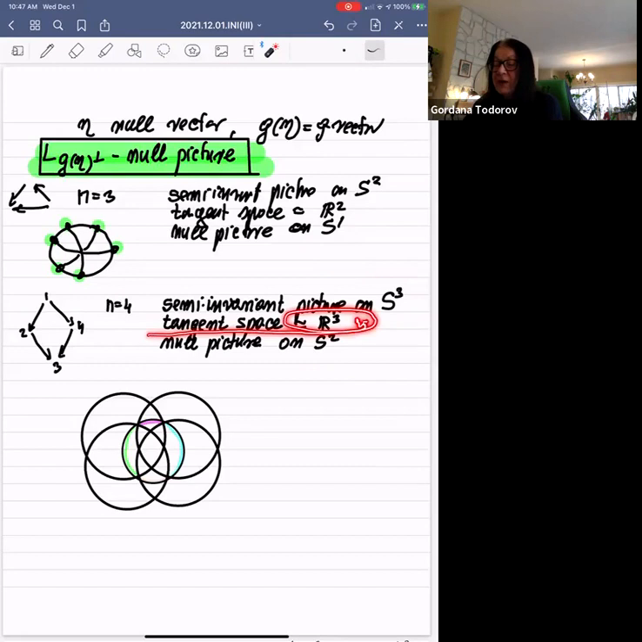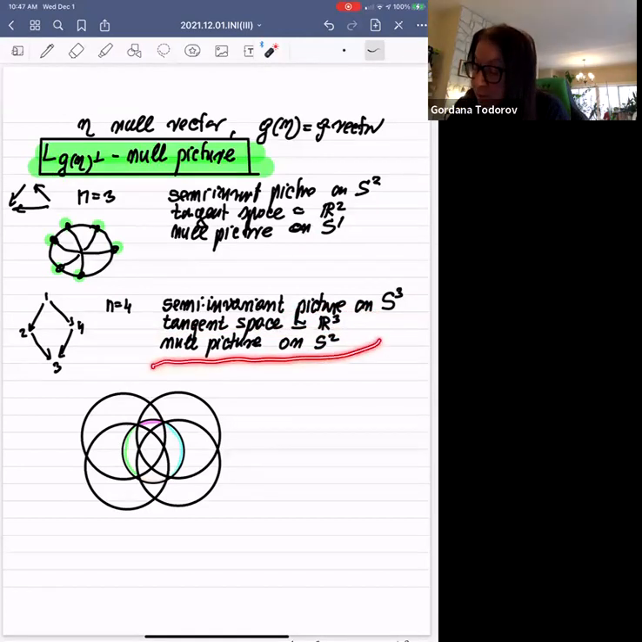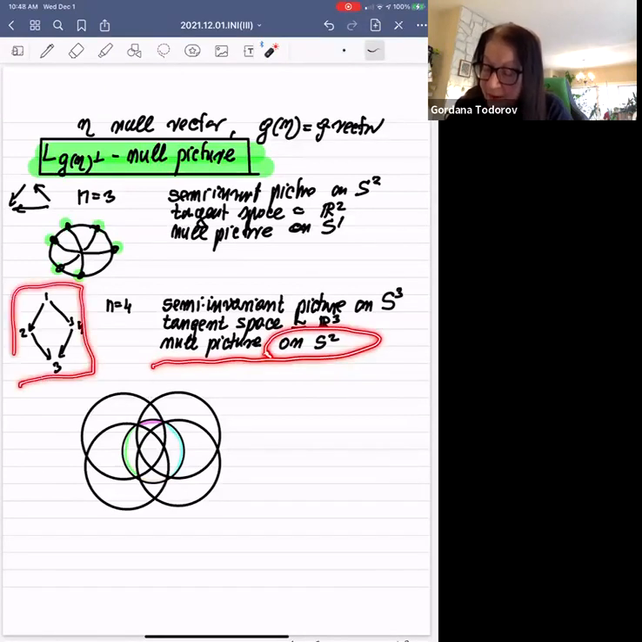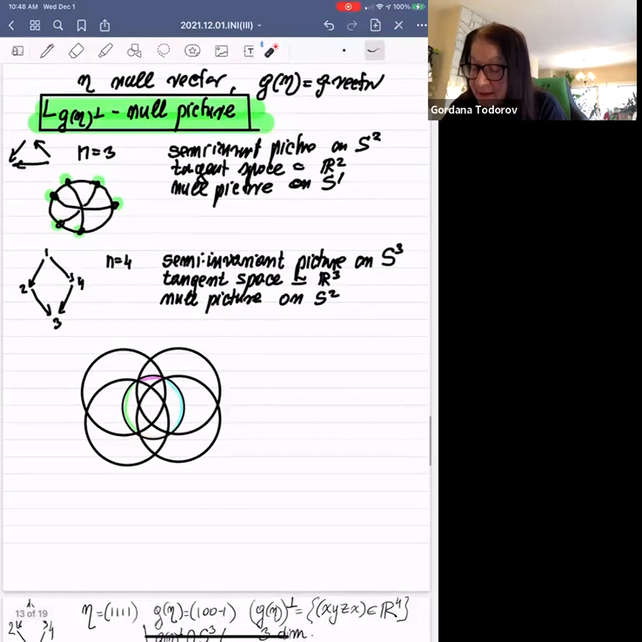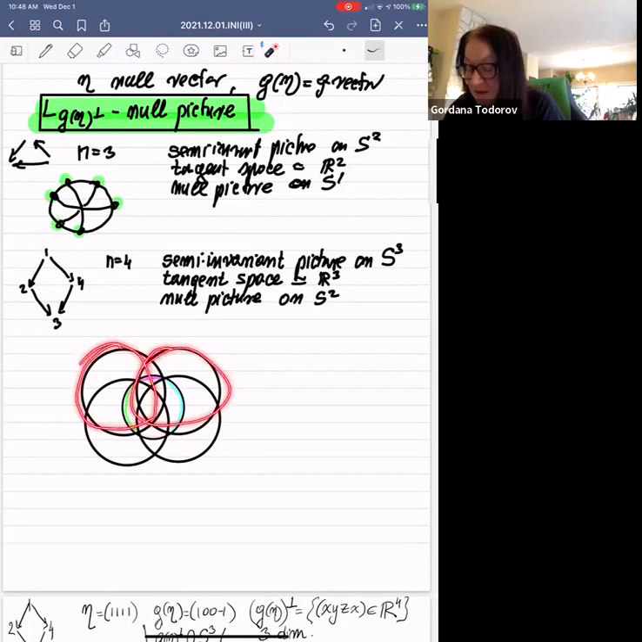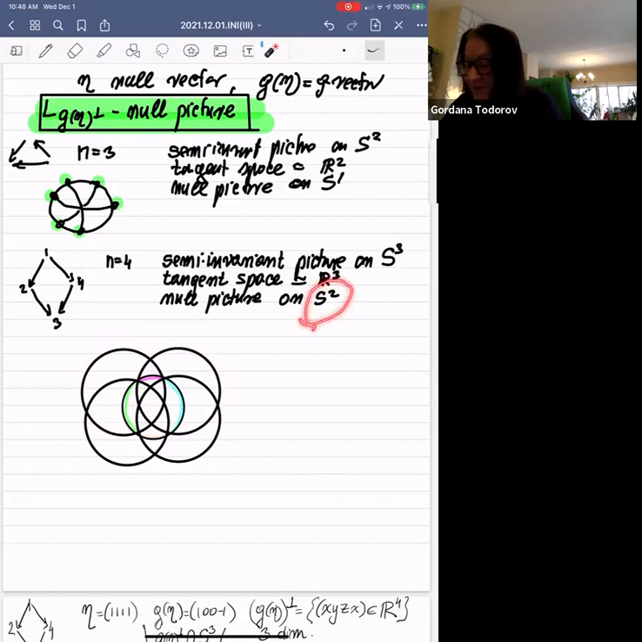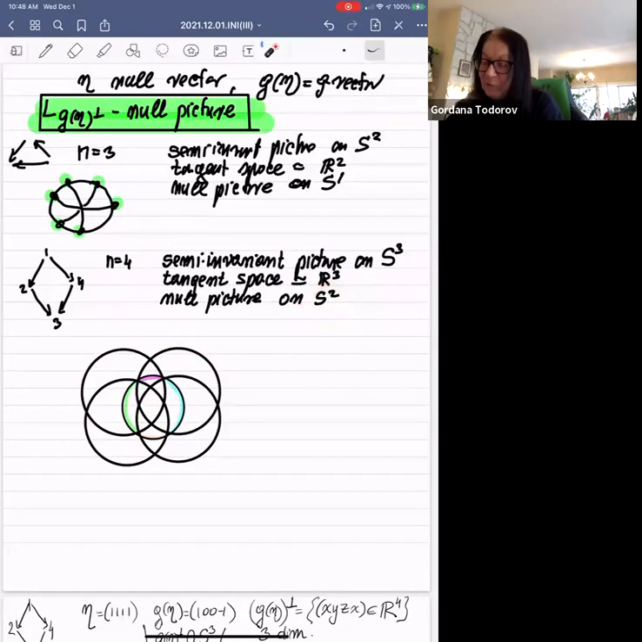And now the null picture has to take the tangent space and intersect with a sphere in here. So the null picture will be on S2. Okay, so for this quiver, the null picture will be on S2. And this is what it will look like, and I'll describe it in more detail, but I just want to point out that instead of having just points like this, we are going to have our nice circles, which will be the d betas intersecting S2 and so on.